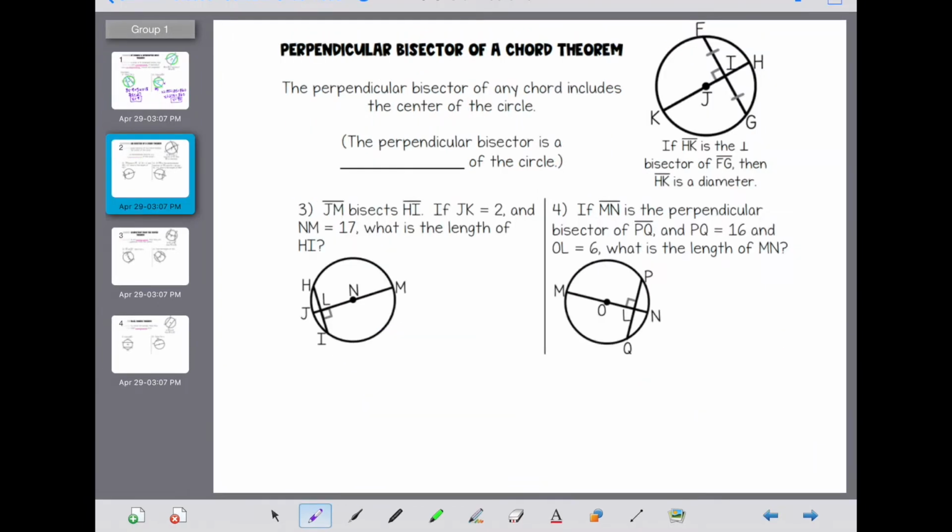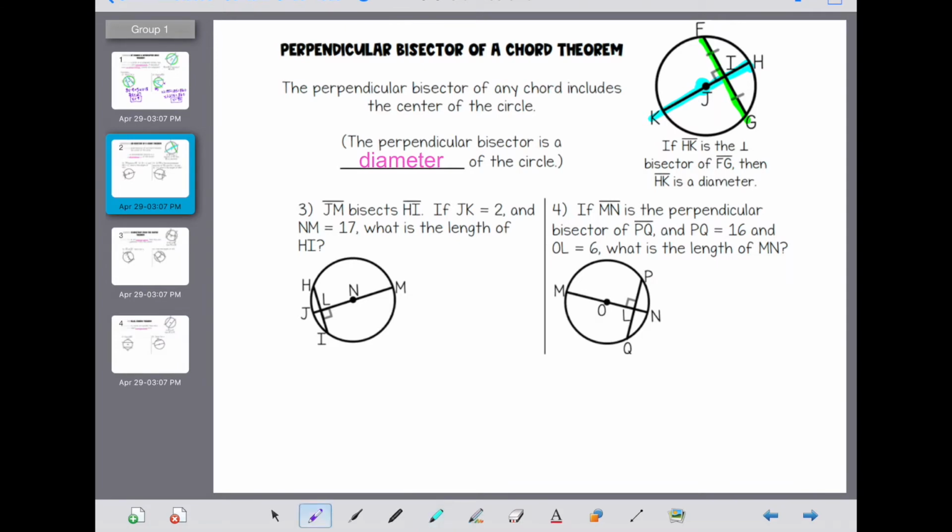Our next theorem is for the perpendicular bisector of a chord. So the perpendicular bisector of any chord includes the center of the circle, which means if we wanted to draw the full perpendicular bisector within the circle, it would be a diameter of the circle. So here we have our chord FG, and if KH will be a perpendicular bisector, then it's going to include the center here, which means that this would be a diameter. If we were just talking about from J to K or J to H, it's a radius. But this actually ends up being helpful. If we ever wanted to find the center of a circle through constructions, this is a theorem that we would use.